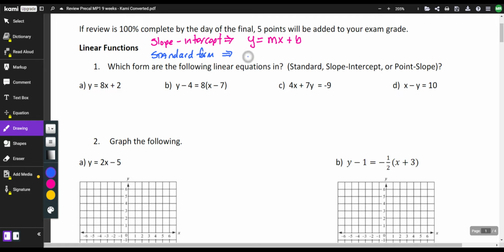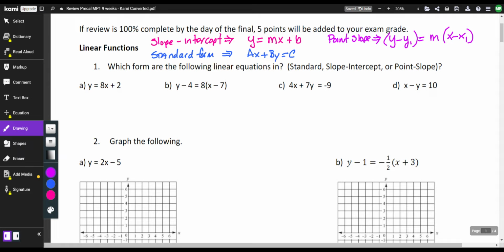Standard form looks like this: ax plus by equals c. So that's when you have an x and a y and then some coefficient on the other side of the equal sign. And the last form we're going to look at is the point-slope form. That's basically when you're given the slope and a point. It's going to look like this: y minus y1, where that's part of the point given, equals m, which is the slope, times x minus x1, where the x1 and the y1 are given.